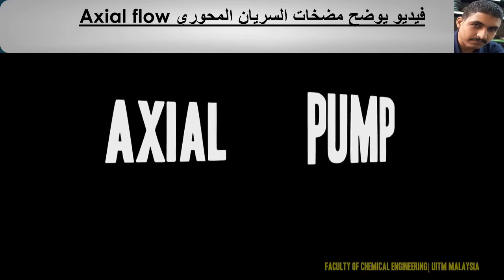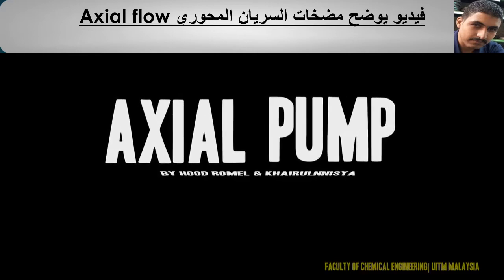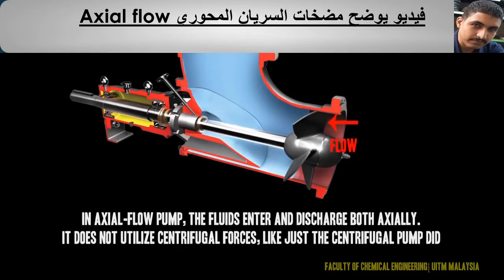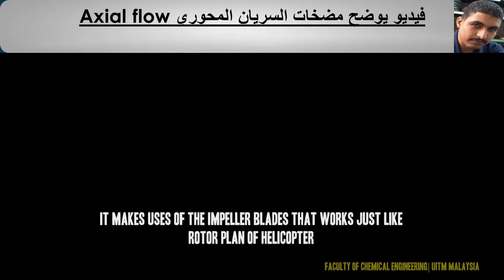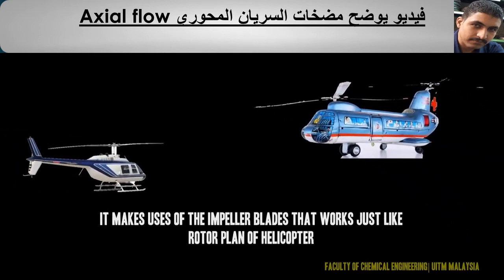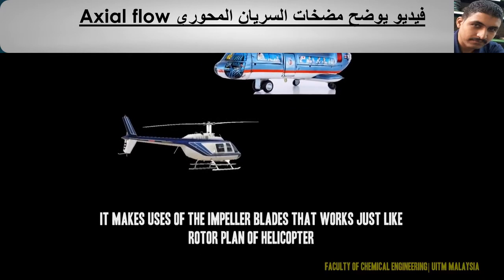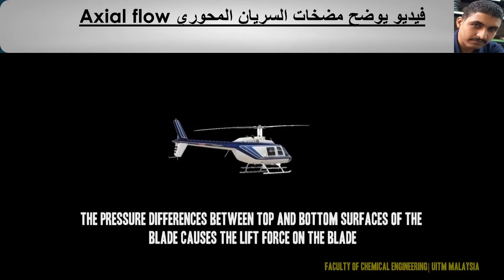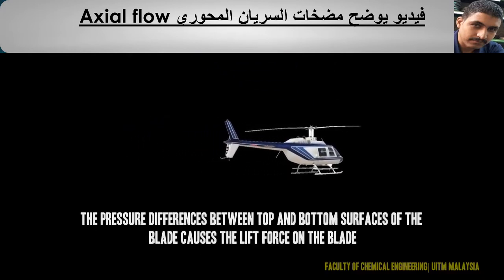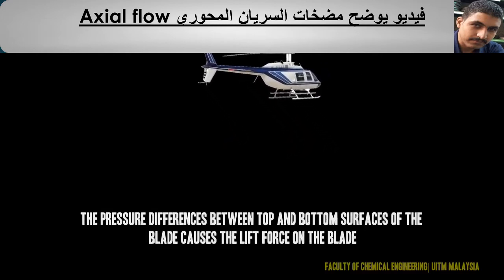Axial pump. In an axial flow pump, the fluid enters and discharges axially. It does not utilize centrifugal force like the centrifugal pump does. It makes use of impeller blades that work just like the rotor fan of a helicopter. The pressure difference between the top and bottom surface of the blade causes a lift force on the blade.